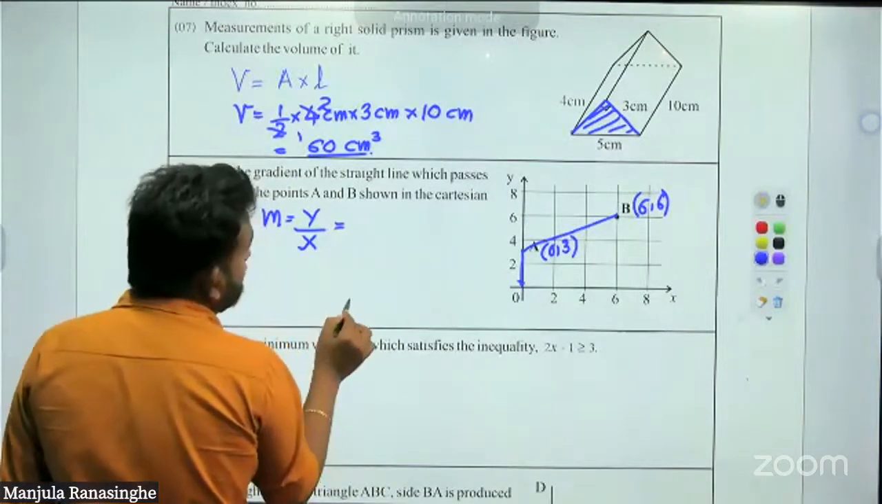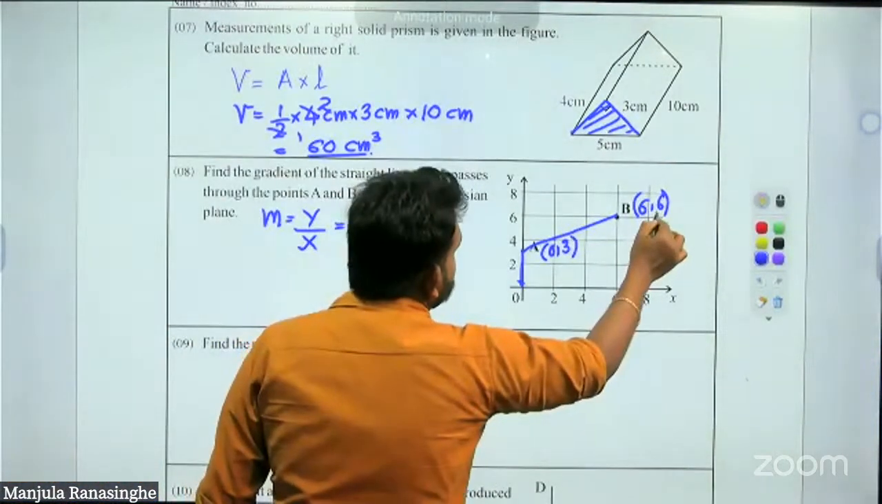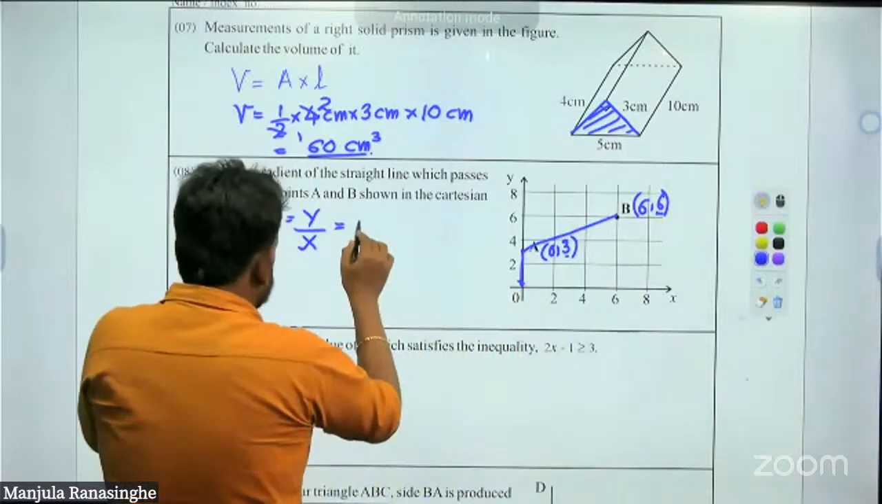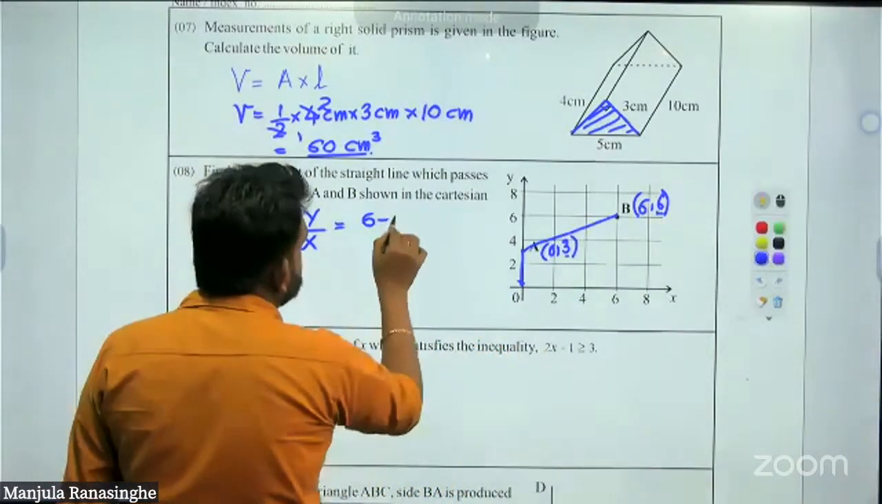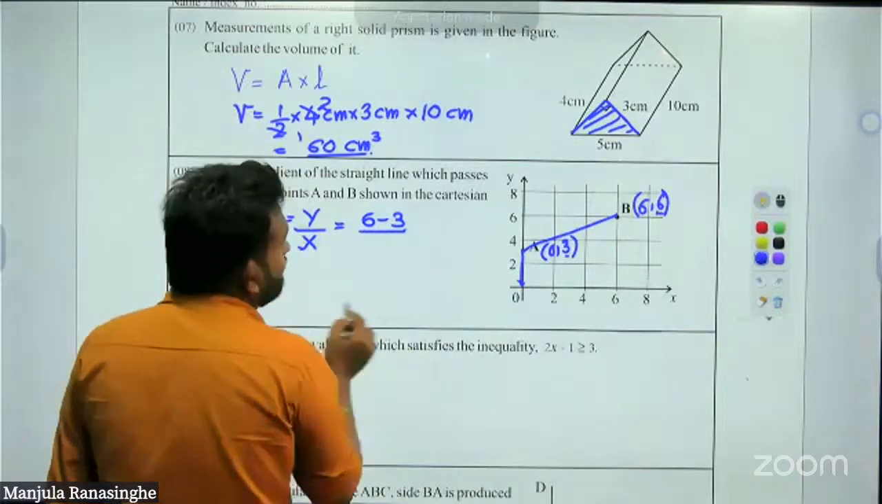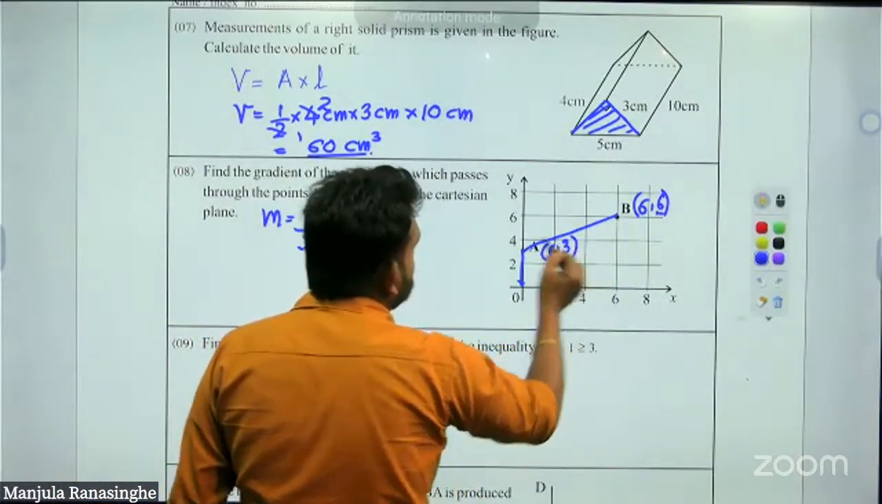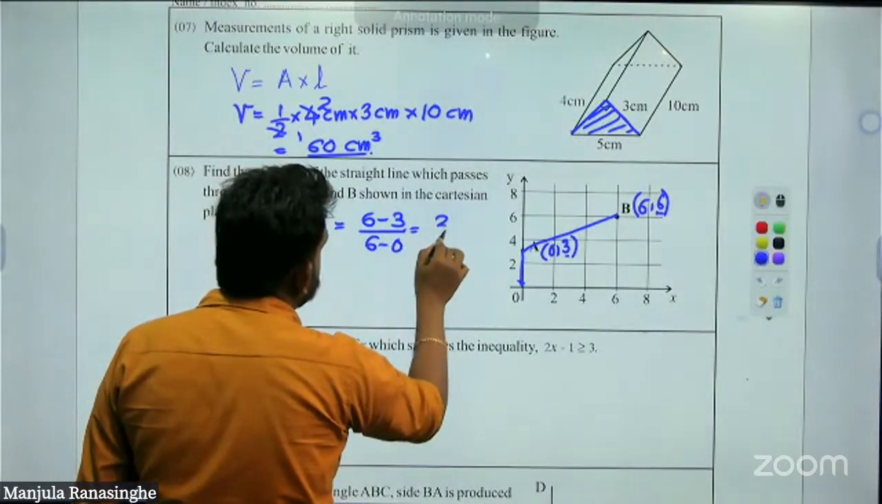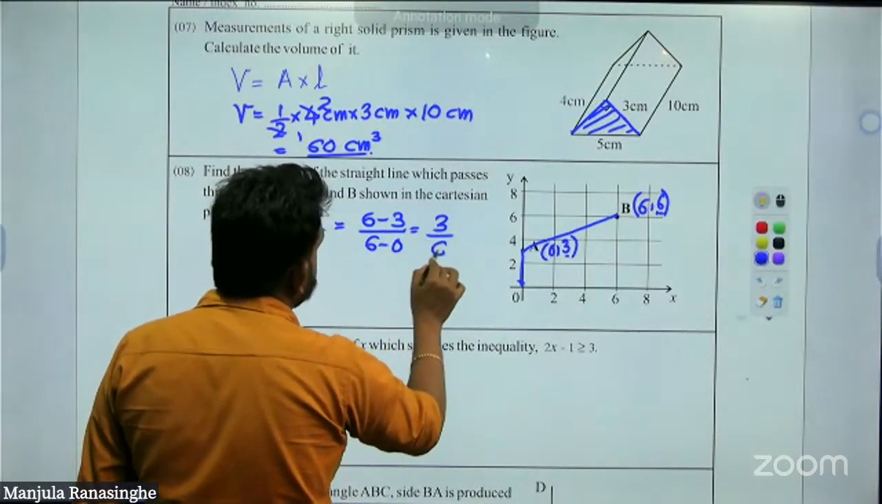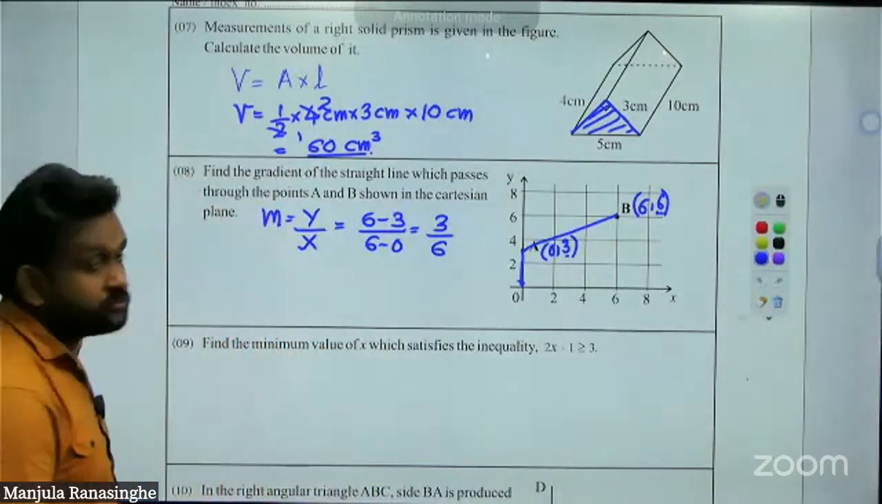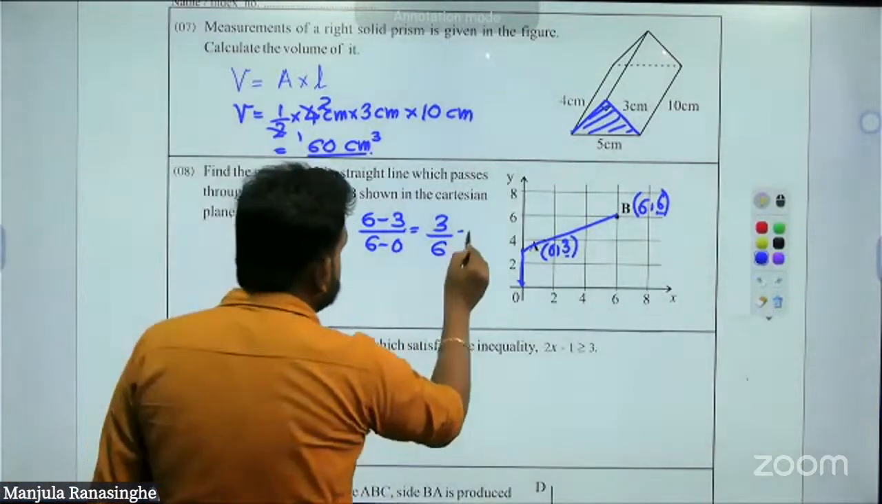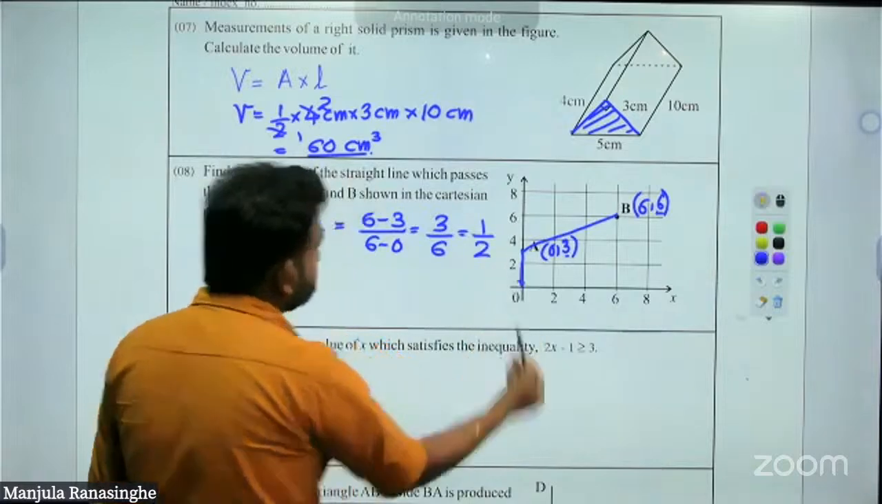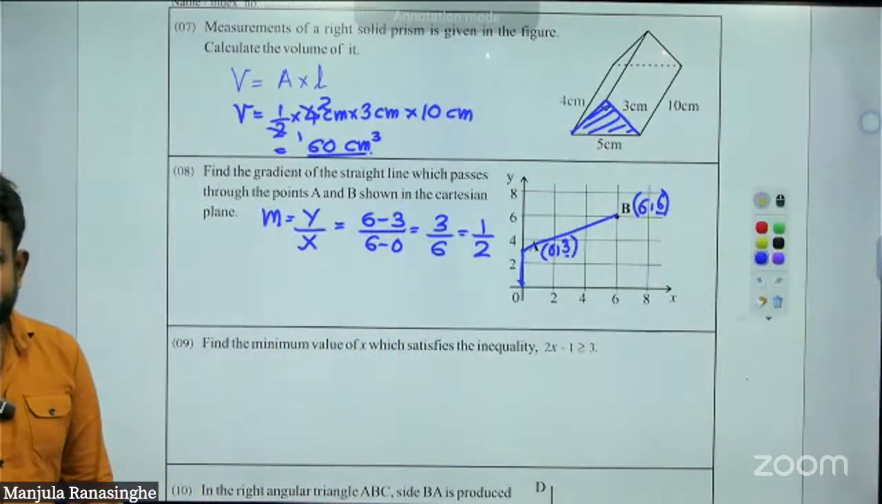Okay, so what is the y-coordinate difference? The y is here 6, here y is 3. So just subtract 6 minus 3, divide by the x-coordinate difference, 6 minus 0. Then take the answer: 6 minus 3 means 3, upon 6 minus 0 means 6. So 3 upon 6 you can simplify further to 1 upon 2. So that is the gradient.